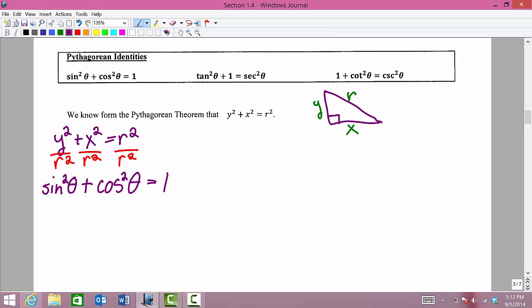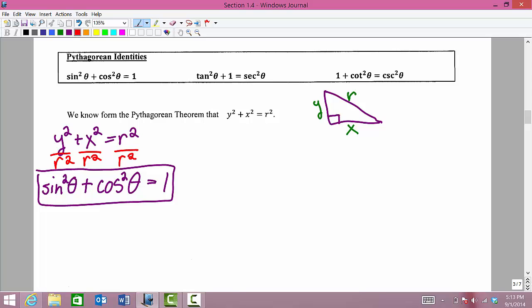Now we do want to have these Pythagorean identities memorized. However, if you can remember the Pythagorean theorem and divide everything through by r squared, you don't necessarily have to memorize it, but you can develop it using this technique. And this would hold true for any angle theta, as long as theta is describing the same angle. We also want to be familiar with any form of this.